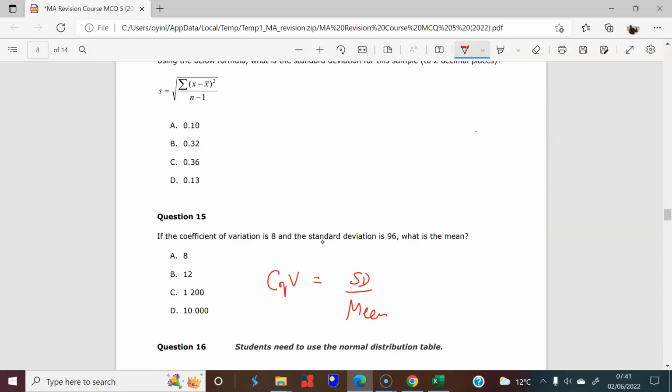So they give you this scenario. They tell you that the coefficient of variation is 8, and 8 is equal to the standard deviation, which is 96, divided by the mean. So if you have the standard deviation of 96 and a coefficient of 8, that means the mean is equal to 96 over 8. If I just cross multiply and bring those out, the mean is equal to 96 over 8. 96 divided by 8 is 12. So your answer here is 12.